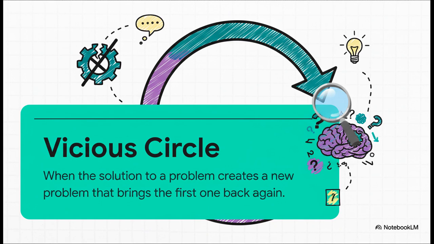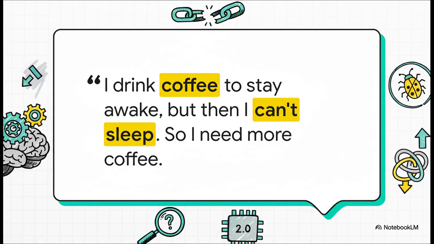Okay, next up we've got a fallacy that literally traps us in a loop, the vicious circle. What makes this one so tricky is that it just keeps feeding itself. It's when your solution to a problem accidentally creates a new problem that brings the first one roaring right back. And oh boy, this is the perfect example, isn't it? It is so relatable it almost hurts. The solution, more coffee, is the very thing causing the problem it's supposed to be fixing. You're stuck in this feedback loop and it is so hard to break out of, unless you can step back and see it for what it is.